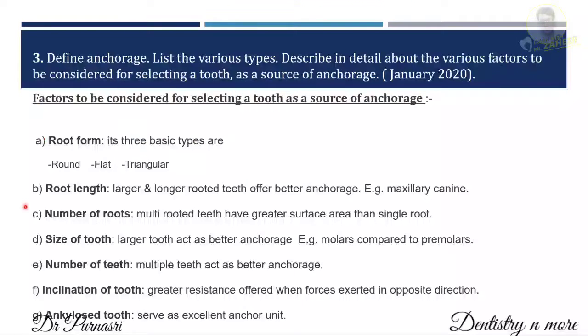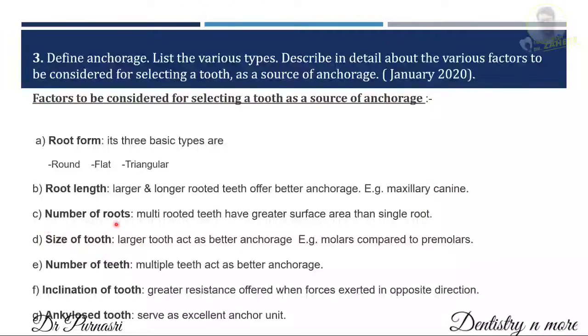So the factors that we consider for a tooth to be considered as anchorage, there are 7 points here. That is the root form. The root form can be round, flat or triangular. The triangular type of root form gives us the most anchorage, whereas the round gives us the least anchorage. Then there is root length. The longer the root, the more the anchorage, because there is more surface area when the root length is increased. Example is the maxillary canine.